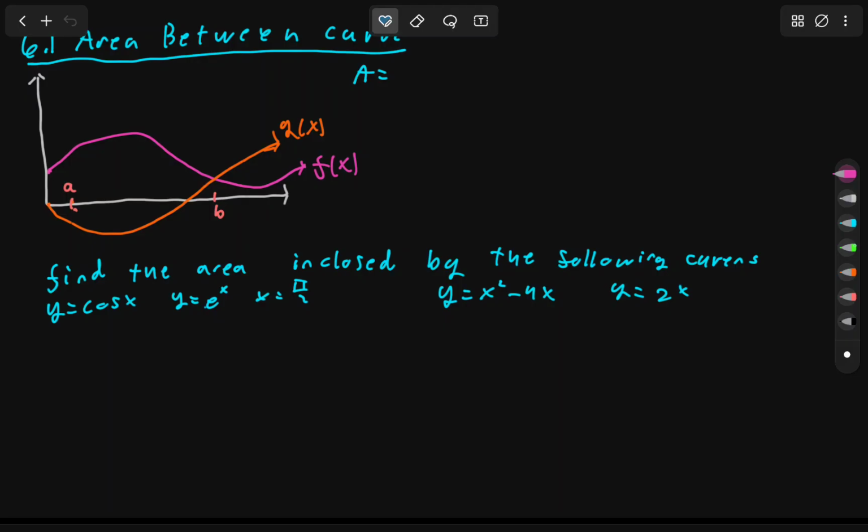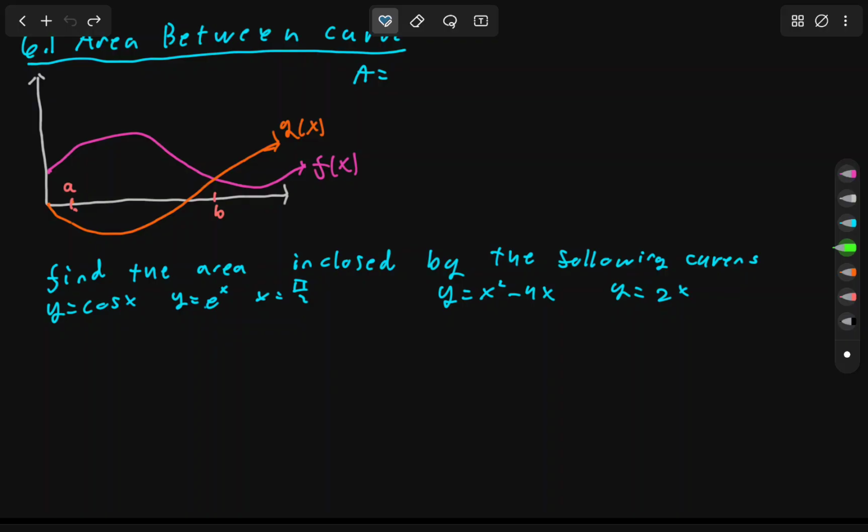So to start out, let's take a step back. How did we find the area of a single curve? That was by adding up a ton of tiny rectangles. So what we're going to do now is apply the same philosophy to find the area between curves, and then we're going to try and find a formula for this.